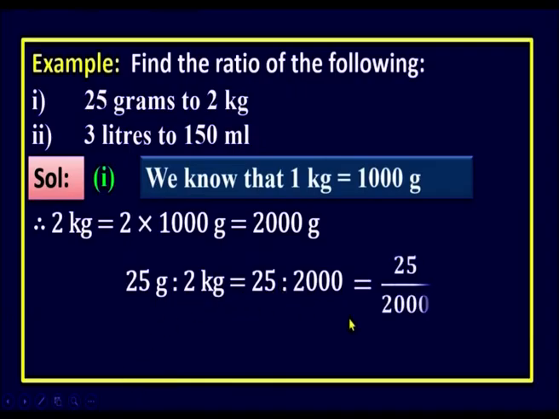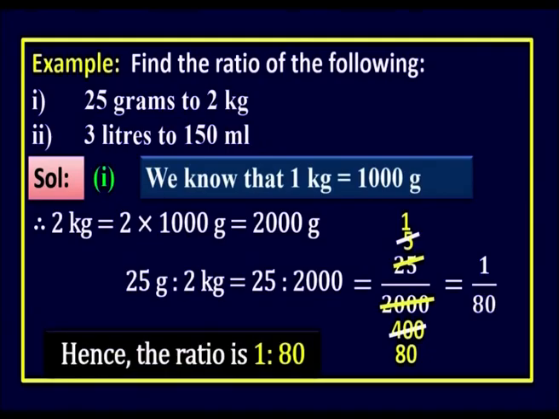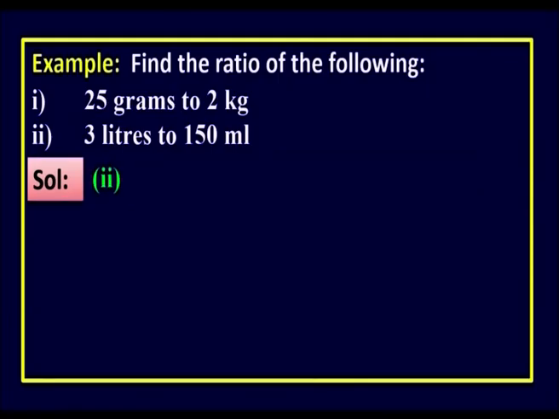Now, this can be written as 25 by 2000. So, there is a common factor of 5. So, 5 goes in 25 five times and 5 goes in 2000 400 times. Now, again 5 goes in 5 one time and in 400 it goes 80 times. So, how much do you get, children? 1 by 80. That means the ratio becomes 1 is to 80. Got it, children? Let us move on to our second bit, that is 3 liters to 150 ml.